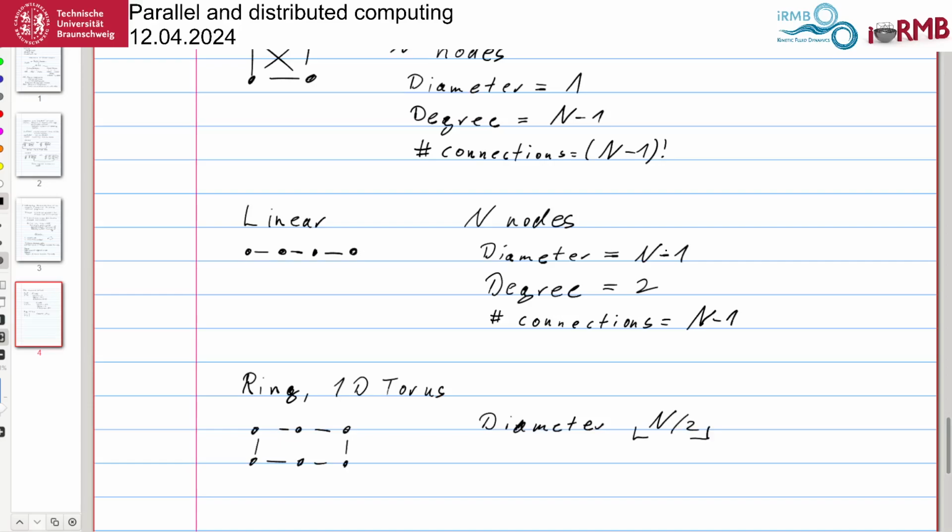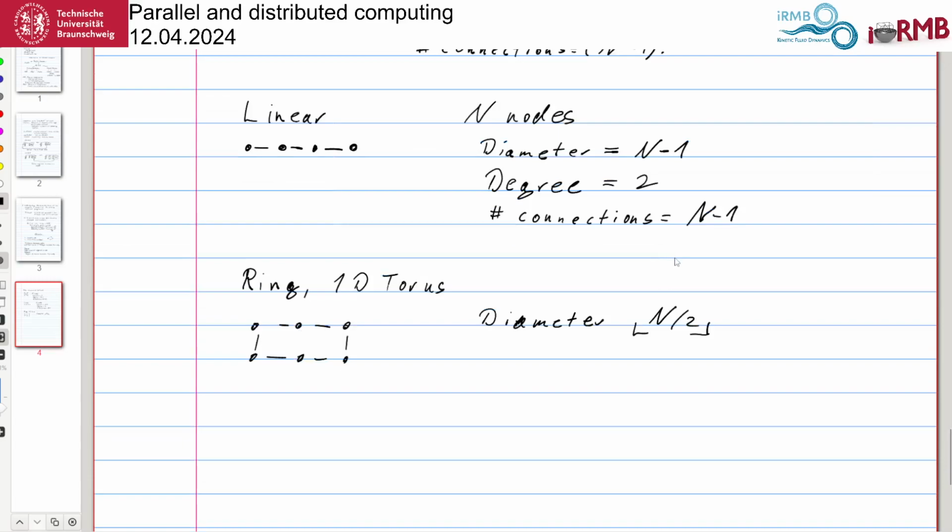It's a floor function. Yes, okay, floor. So these brackets mean floor. And up there would be ceiling.